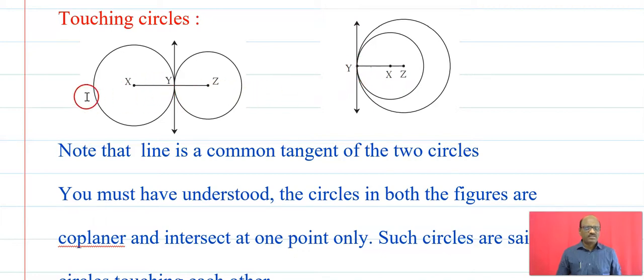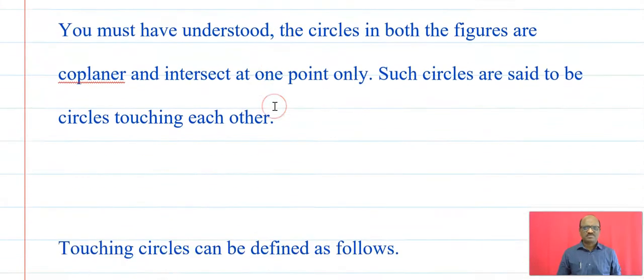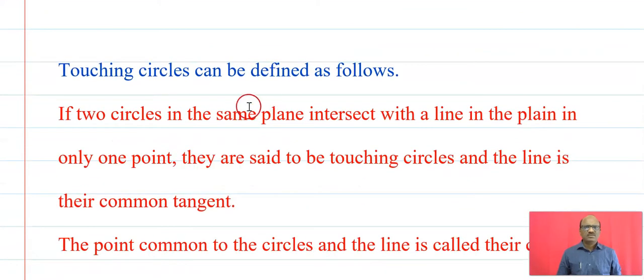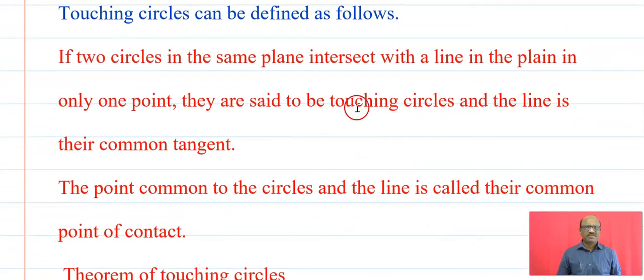To find the distance between their centers: when these two circles touch externally, the distance between their centers is equal to the sum of the radii. And what about here? When the two circles touch internally, the distance between their centers is equal to the difference between their radii. Now, touching circles can be defined as follows.